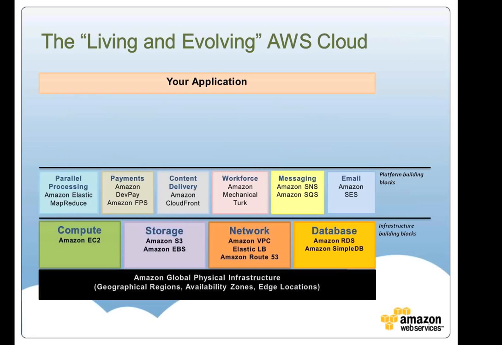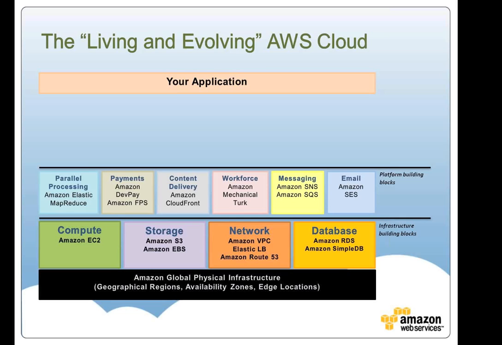We have a number of services at the next level up. Time really kind of precludes me from going into a lot of detail on these. Let's overview them fairly quickly. Elastic MapReduce for doing Hadoop-style large-scale parallel processing. Amazon DevPay and the flexible payment service for doing payment processing. Amazon CloudFront for doing content delivery.